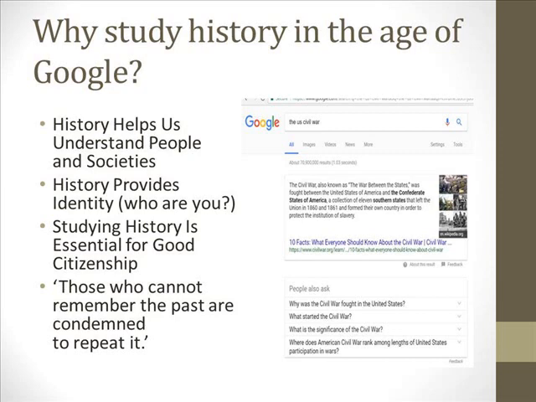I've got 4 reasons here that I think are important as to why we study history. The first one is that it helps us understand people and societies outside of our own situation. So outside of our own family, outside of our own community, outside of our own state, and even outside of our own country, everybody has a unique history. And if we understand a little bit about that history, we have a better idea of being able to communicate, being able to work, being able to socially function with other people from around the world and around our country.